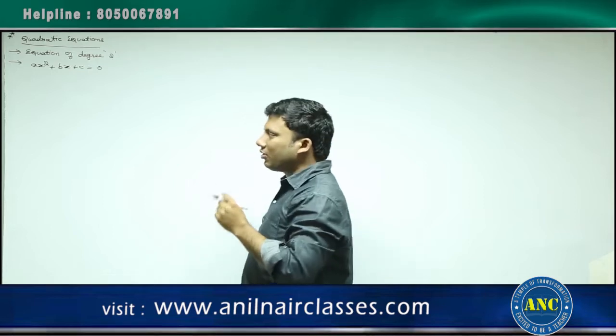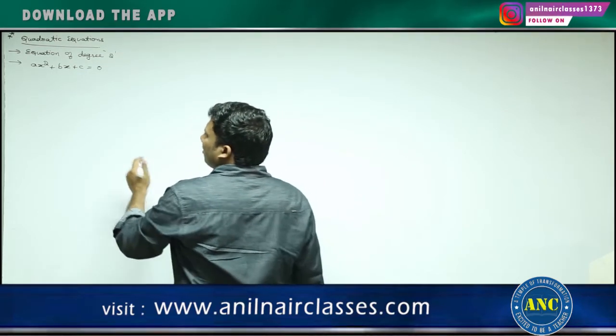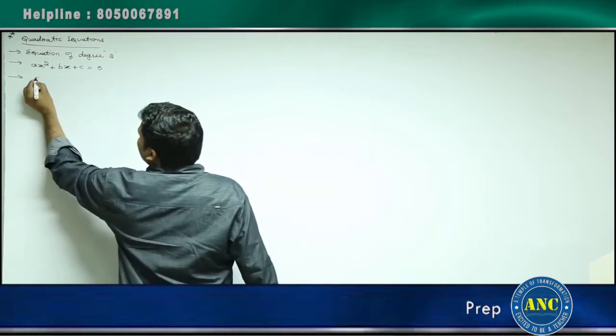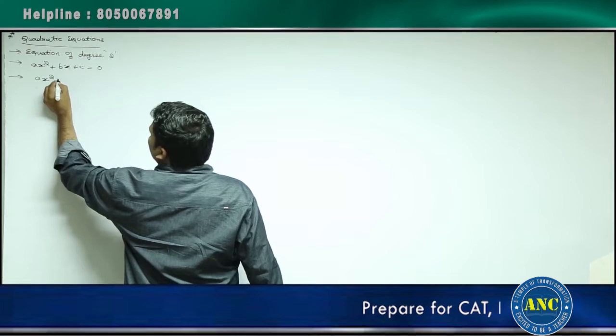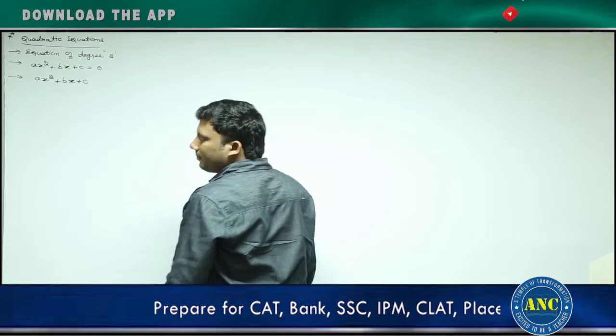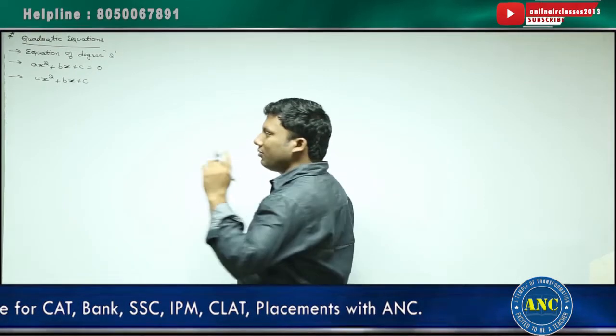The generic form of the quadratic equation will be ax square plus bx plus c equivalent to 0. In case it is not equated with 0, this will become a quadratic expression. Any expression when equated with 0 becomes an equation.